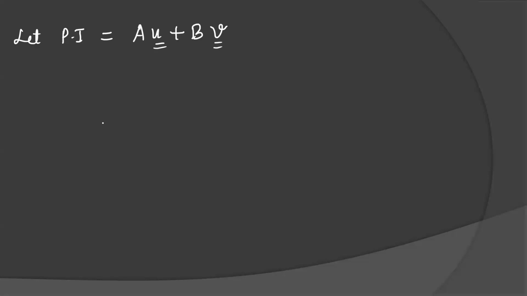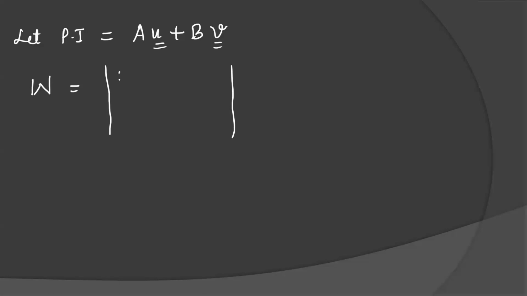Now how to find A and B with the help of U and V? For that we will go for the Wronskian. I told you in my lecture 1, Wronskian is very useful in checking the nature of solutions.